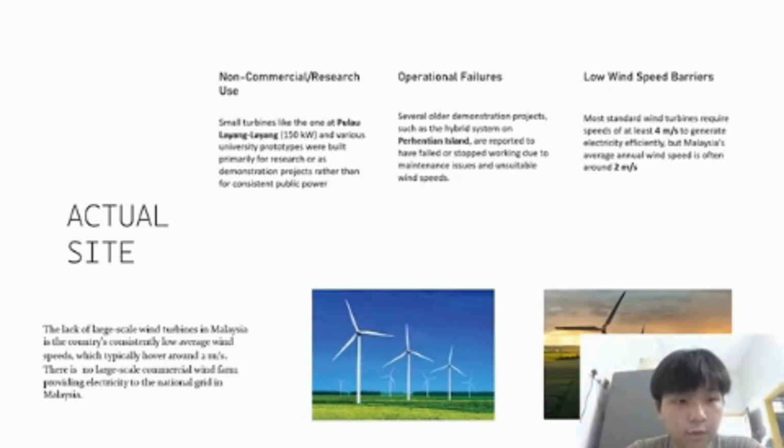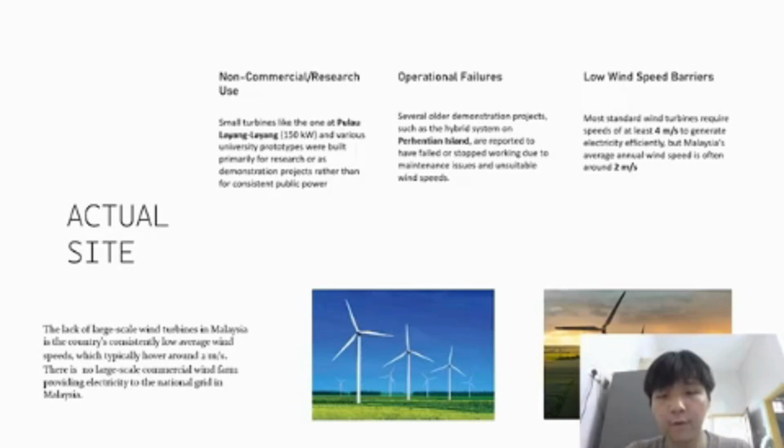So for the part on the actual site, due to the lack of large-scale wind turbines in Malaysia, the country has consistently low average wind speed, which typically hovers around 2 meters per second. There is no large-scale commercial wind farm providing electricity to the national grid in Malaysia. But for non-commercial or research use, a small turbine like the one at Pulau Layang-Layang and various university prototypes were built primarily for research or as demonstration projects rather than for consistent public power.